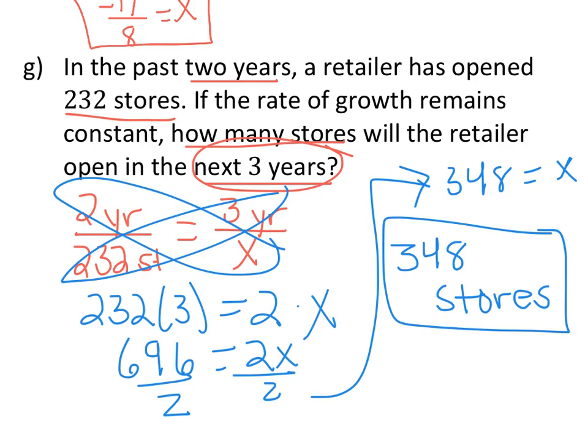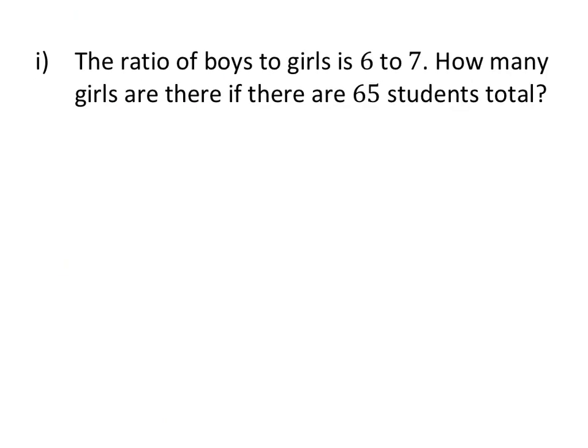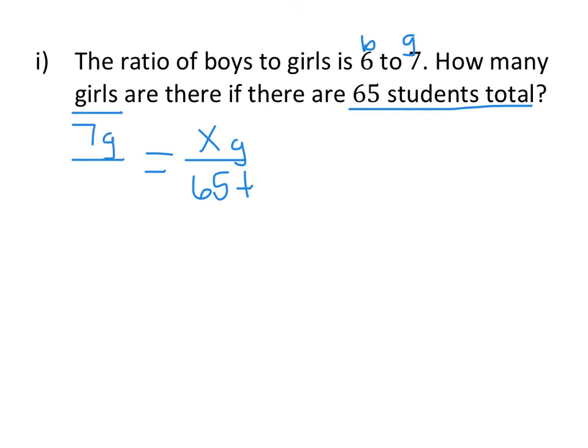Let's try one more, letter I. The ratio of boys to girls is 6 to 7. How many girls are there if there are 65 students total? So I want to know, with my proportion, how many girls there are to 65 total. However, I was not given a total in my ratio. I was given boys to girls is 6 to 7. So I know that 7 goes on top, but we have to somehow find a total.